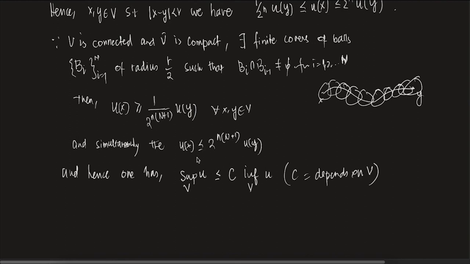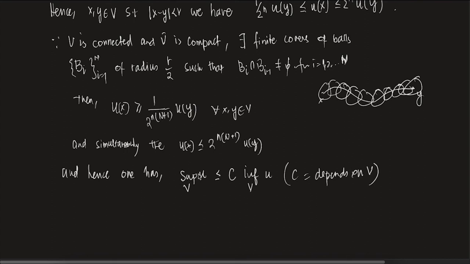Is this clear? What am I saying? If you take the supremum here, the supremum of u is always going to be dominated by this, right? Then you take the infimum on both sides, so nothing will change, it will remain the supremum of u, and that will be less than or equal to some constant times the infimum of u over V. That's all.